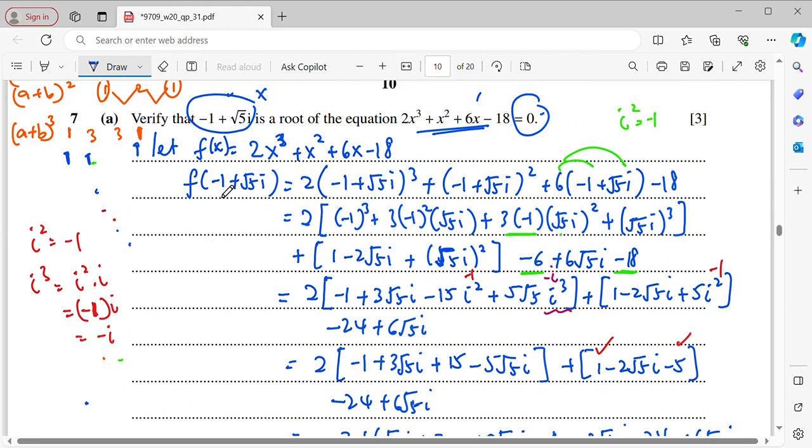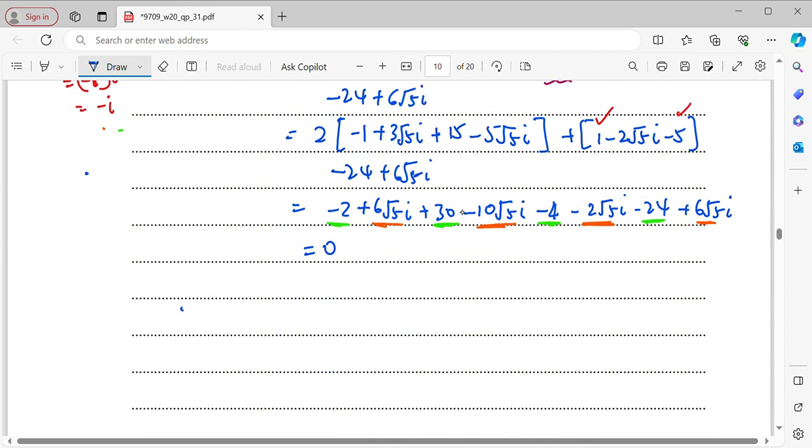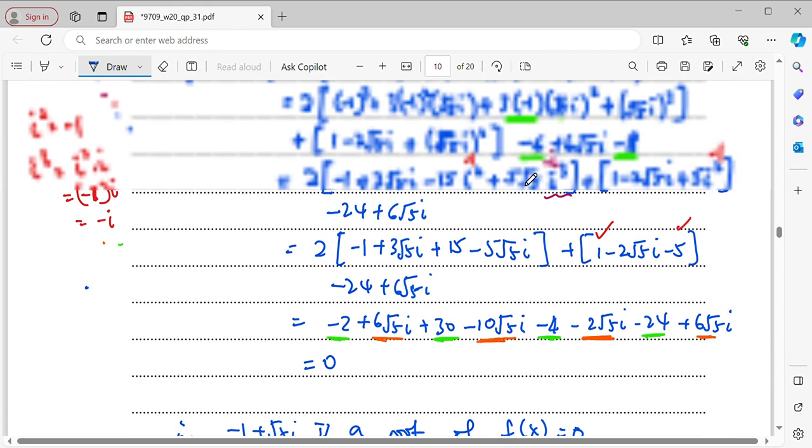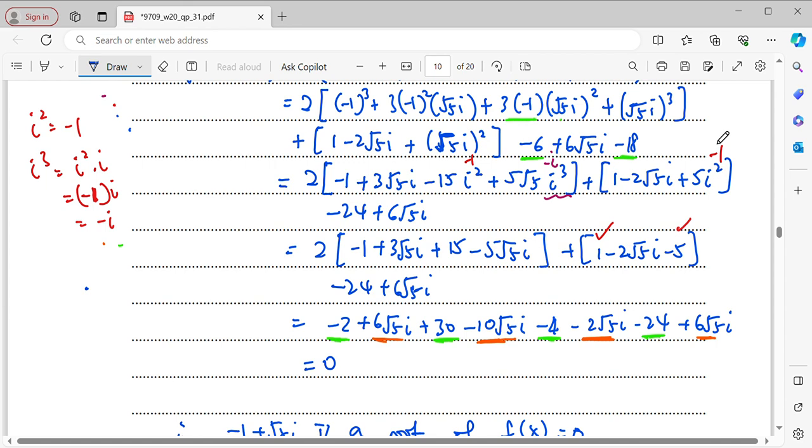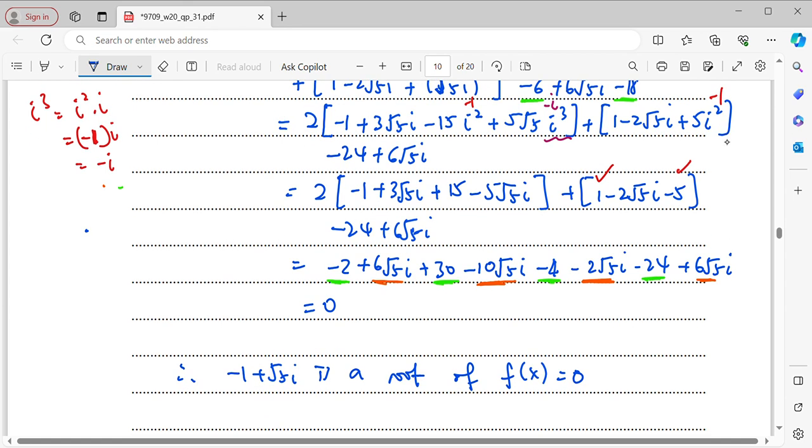Okay, so my f of minus 1 plus square root 5i equals 0, which means I have proven this equation. Or in other words, minus 1 plus square root 5i is a root of f(x) equals 0. Okay, so that's the solution of this part.